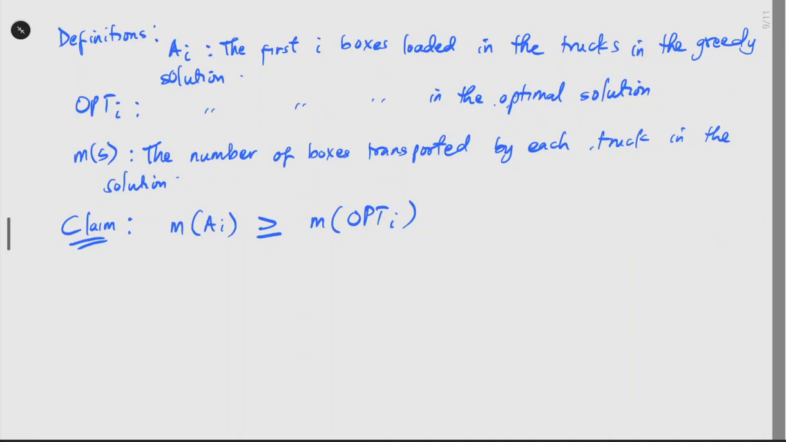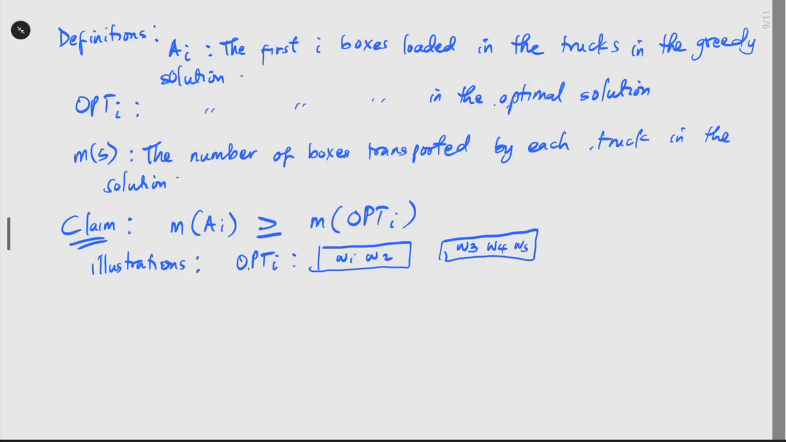So let's get back to this. Using this as my claim, what this means is that the number of boxes, like I said, transported by the greedy is greater than the number of boxes transported by each truck in any other solution. To illustrate this claim, I love to use illustrations. Let's call this the OPT. So this is a truck. This truck might have just this. The next truck might have this. The next truck might have this. That way until we get to the last truck.